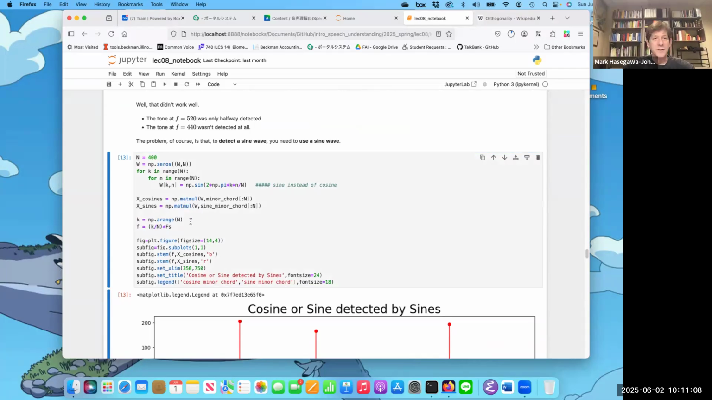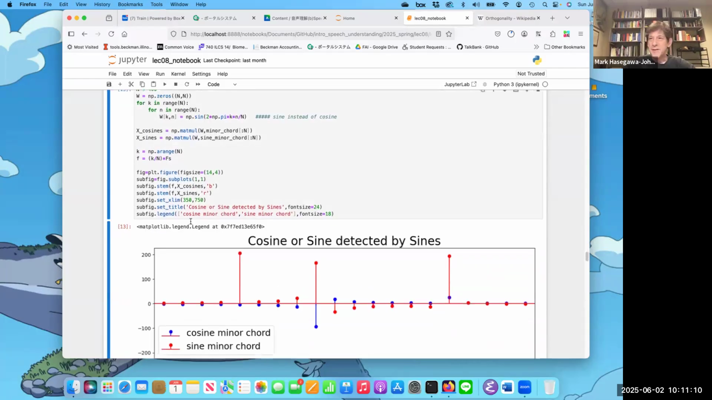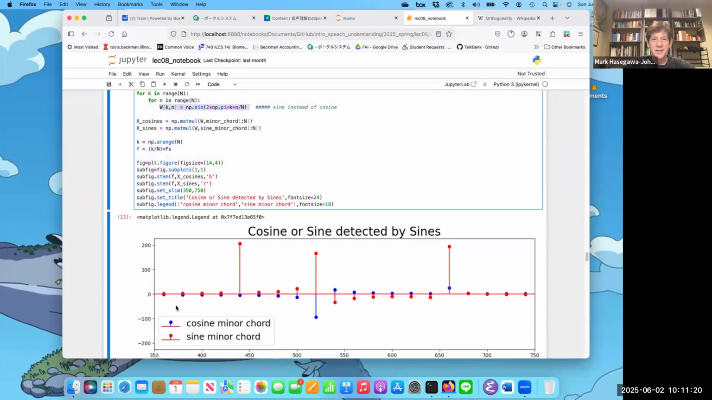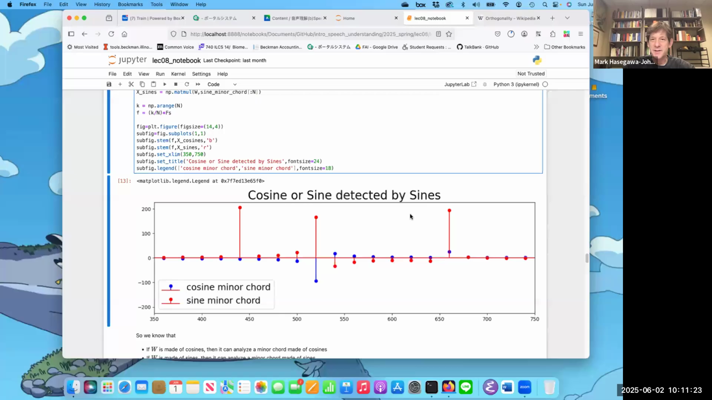It stopped working. Well, I can show you the result because I had it calculated before, but I'll have to stop and restart at some point soon. But suppose we create a W matrix that's made up of sine waves rather than cosines. What we discover is that the sine minor chord is detected just fine, and the cosine minor chord is hardly detected at all. Again, the note at 440 hertz is not detected at all. The note at 512 hertz is detected a little bit, and the note at 655 a little bit.